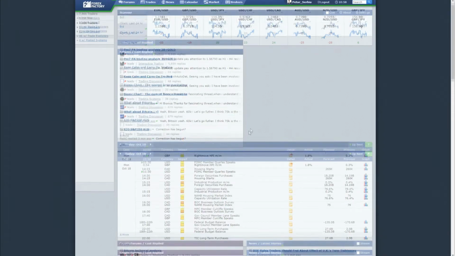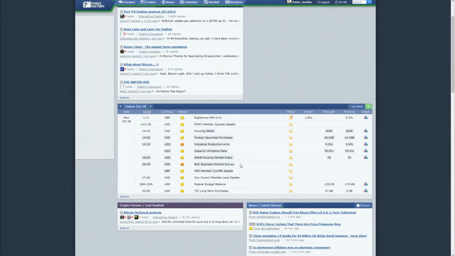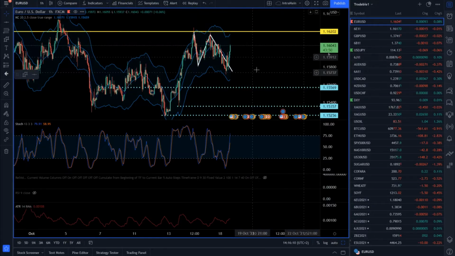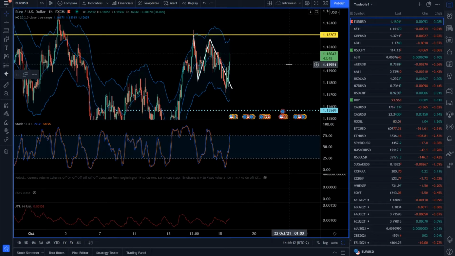So today, just to check what we got in terms of the news and the schedule, we do have industrial production month on month in the very close, and Bank of Canada Business Outlook Survey. So we don't have any high impact events for today, at least not expected.